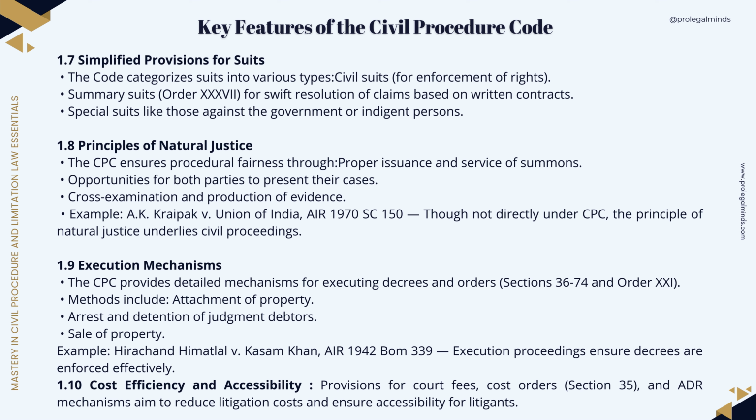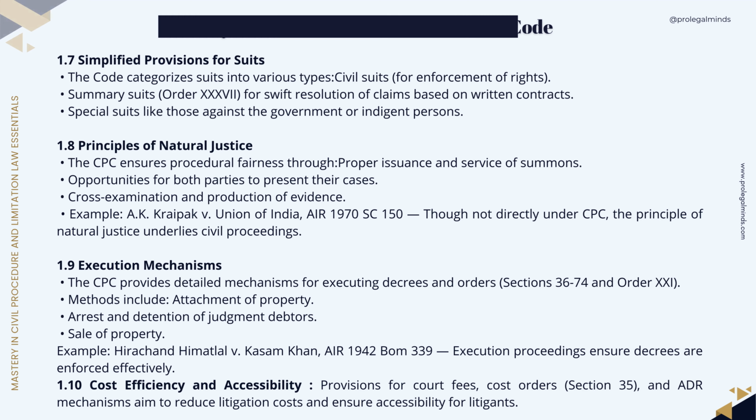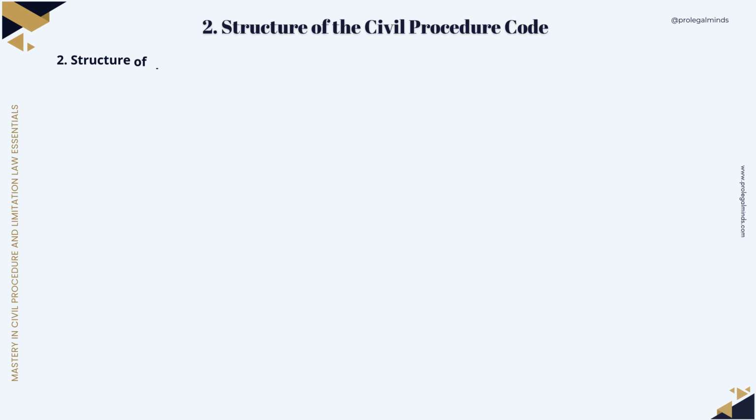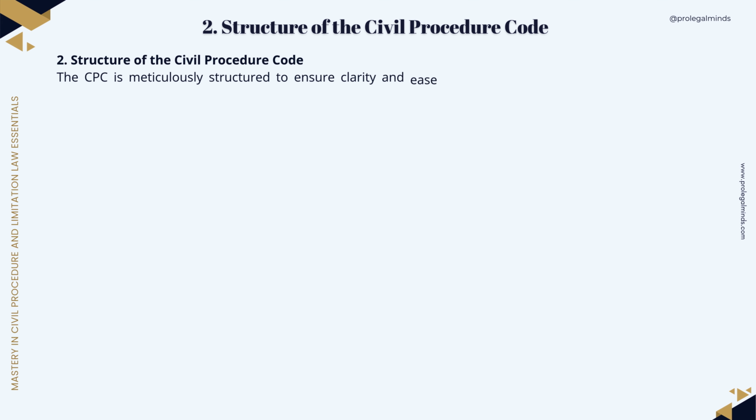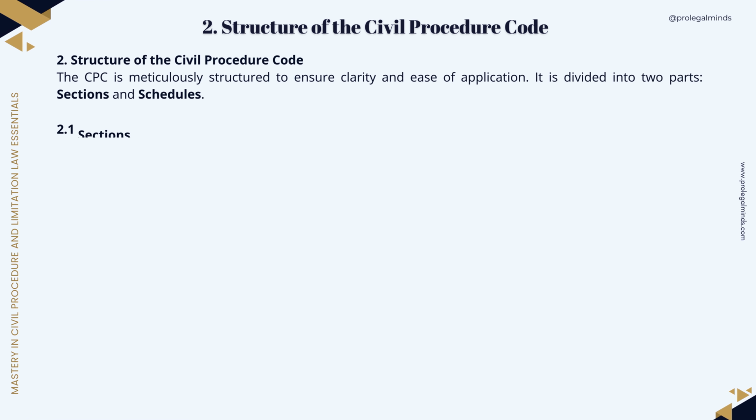Cost efficiency and accessibility. Provisions for court fees, cost orders, Section 35, and ADR mechanisms aim to reduce litigation costs and ensure accessibility for litigants. Structure of the Civil Procedure Code. The CPC is meticulously structured to ensure clarity and ease of application.